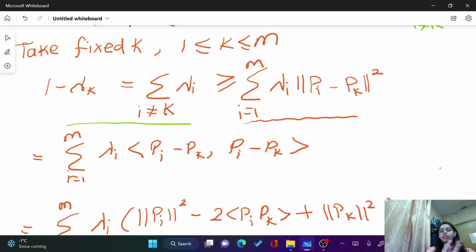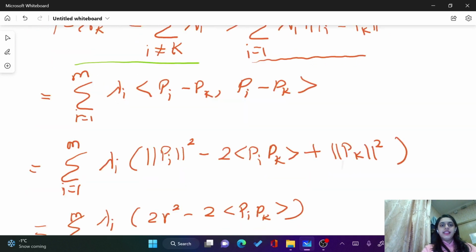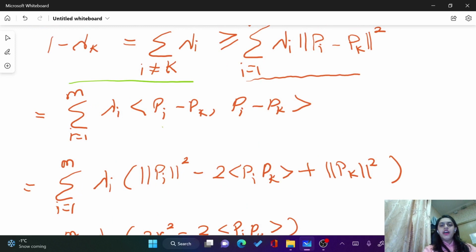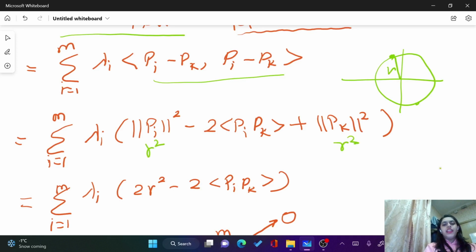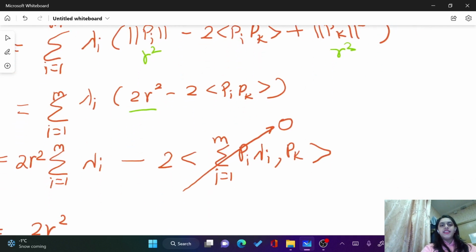Now let's try to analyze what this expression is. This is a scalar product. We just multiply and open it. Now the distance of pi: again, let me remind you that this was the point pi, with radius r. So this is just r square, and this is just r square, and I get 2r square. Since it's a summation, we can take it inside, so we just multiply this with this and this with this.